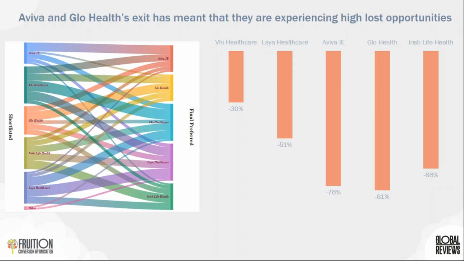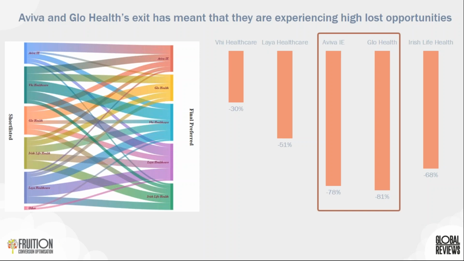And then on the right, we can see the actual scores. So we can see that Aviva and Glow Health are experiencing high lost opportunities. It was no real surprise given the fact that they're exiting from the market and the current experience on their website. We can also see that Irish Life Health are also experiencing very high lost opportunity. So this is people who would have shortlisted them then don't go on to choose them. So this number is always in the negative, but what we're trying to do is reduce this number. So what we're trying to do is reduce the number of people who don't choose you at final preference that did initially choose you at shortlisting.